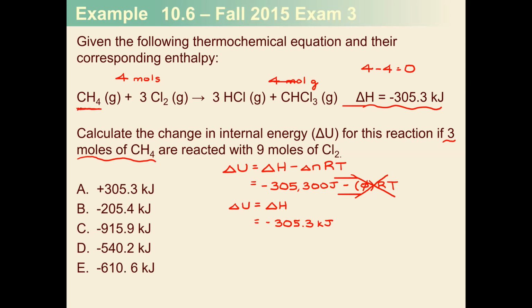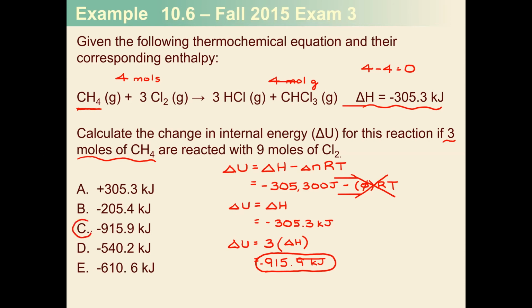So what can I do? Well, you are going to need to multiply your delta H by 3. So I can say 3 times my delta H of this reaction is going to give me my change in internal energy. So what I will get in this case is negative 915.9 kilojoules of energy.